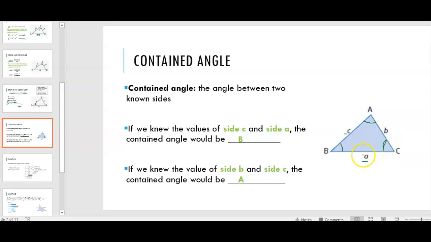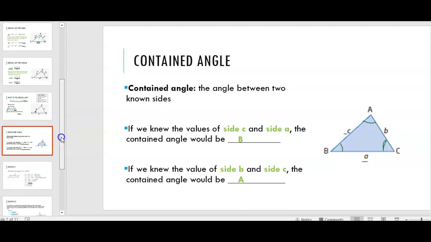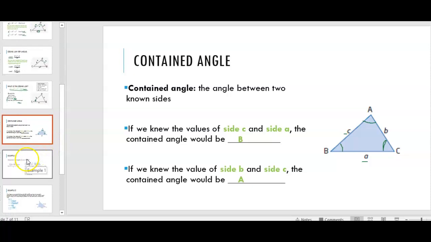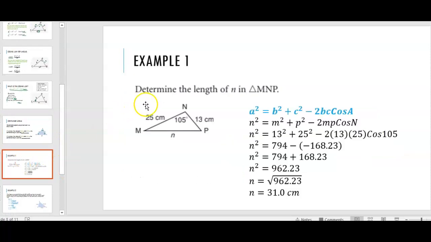In general, if we do not label the triangle ABC, then if two sides are given, you're going to look if the angle that is given is the one with the third letter, or the angle contained in between them. Let's not complicate it. Okay, so that's what the contained angle means. All right. Now let's go ahead to the next slide where we can solve one example.